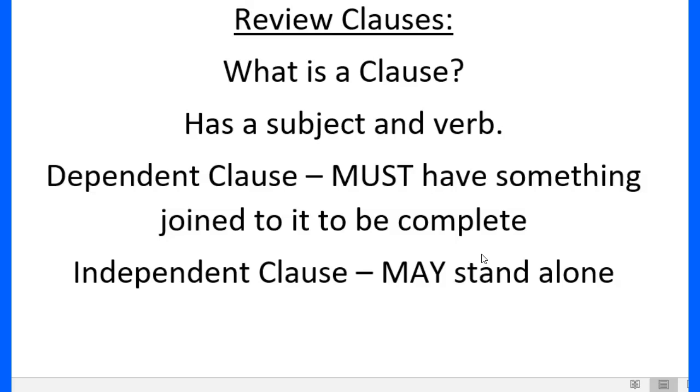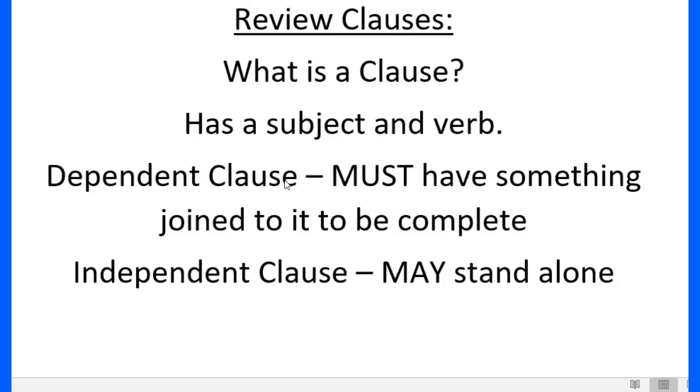Now, we also talked about 2 different kinds of clauses. And if you remember, we talked about dependent clauses and independent clauses. A dependent clause must have something joined to it in order to make a complete thought. Now, when I taught this to you earlier in the year, we talked about how dependent clauses were a lot like you guys. Most of you are 12 or 13 and not independent at this stage of the game. So you need to rely on your parents. You need money from them, food from them, a house from them. And so you are dependent.